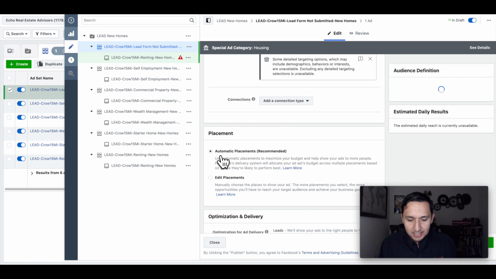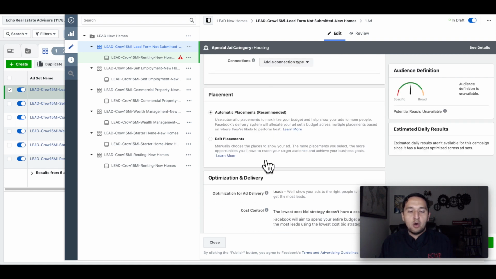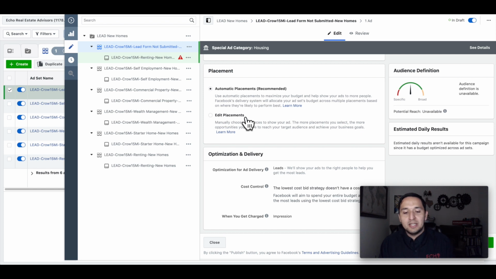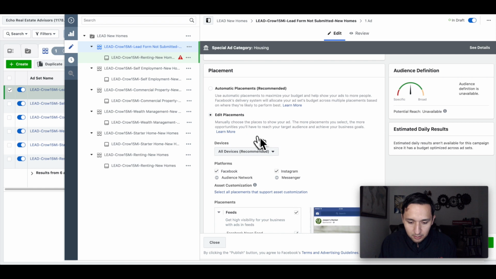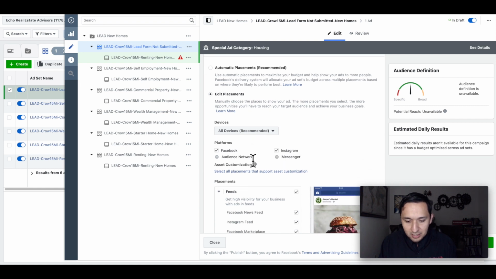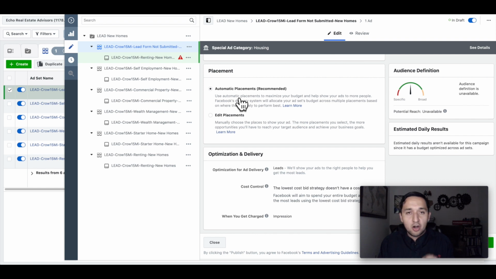Now, another thing is I let it go everywhere. It is at this point where I allow it to use the automatic placement, which includes, well, you'll see what it includes. It includes Facebook, Instagram, Messenger, and then the audience network. I am fine using my retargeting to be everywhere, beyond where I was advertising to begin with, which was just the news feed in this particular campaign.